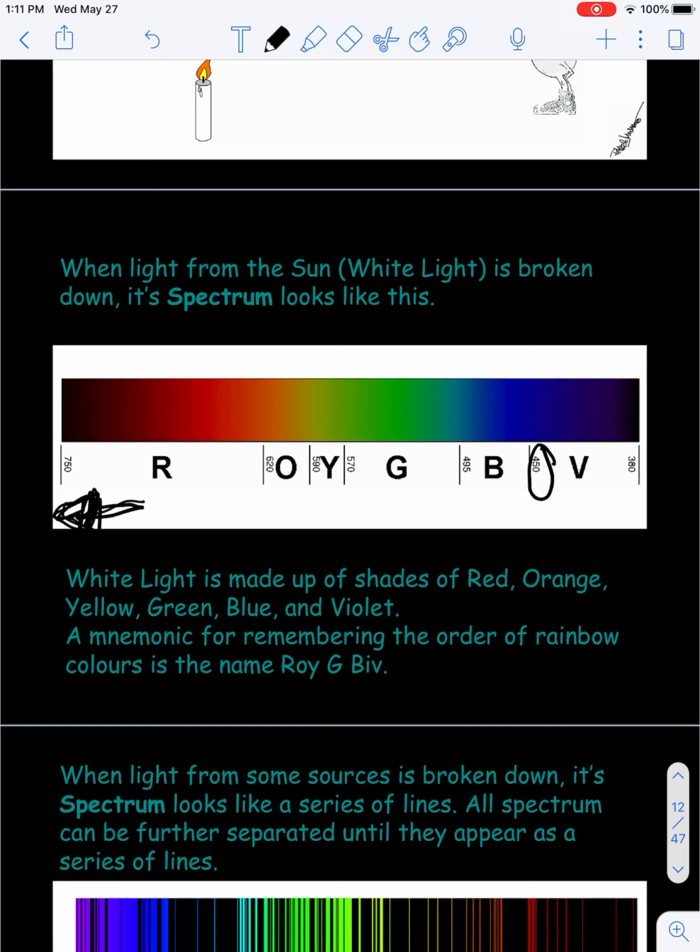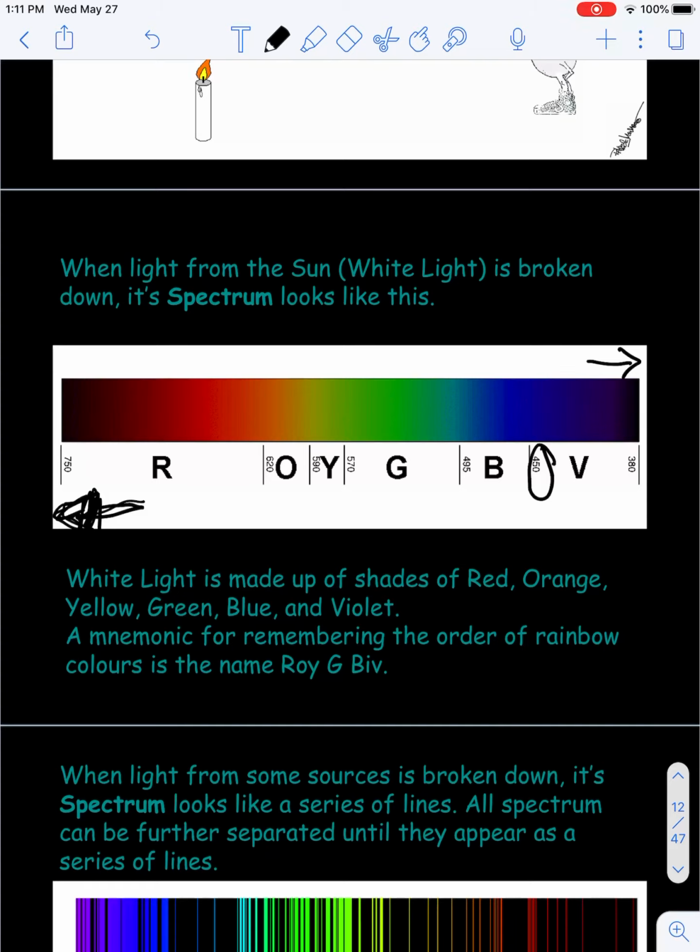How does it feel? It feels warm. Okay. And of course, if we go in this direction, we'll get to ultraviolet. And again, we can't see that. So these are all different wavelengths of energy. White light is made up of shades of red, orange, yellow, green, blue, and violet.